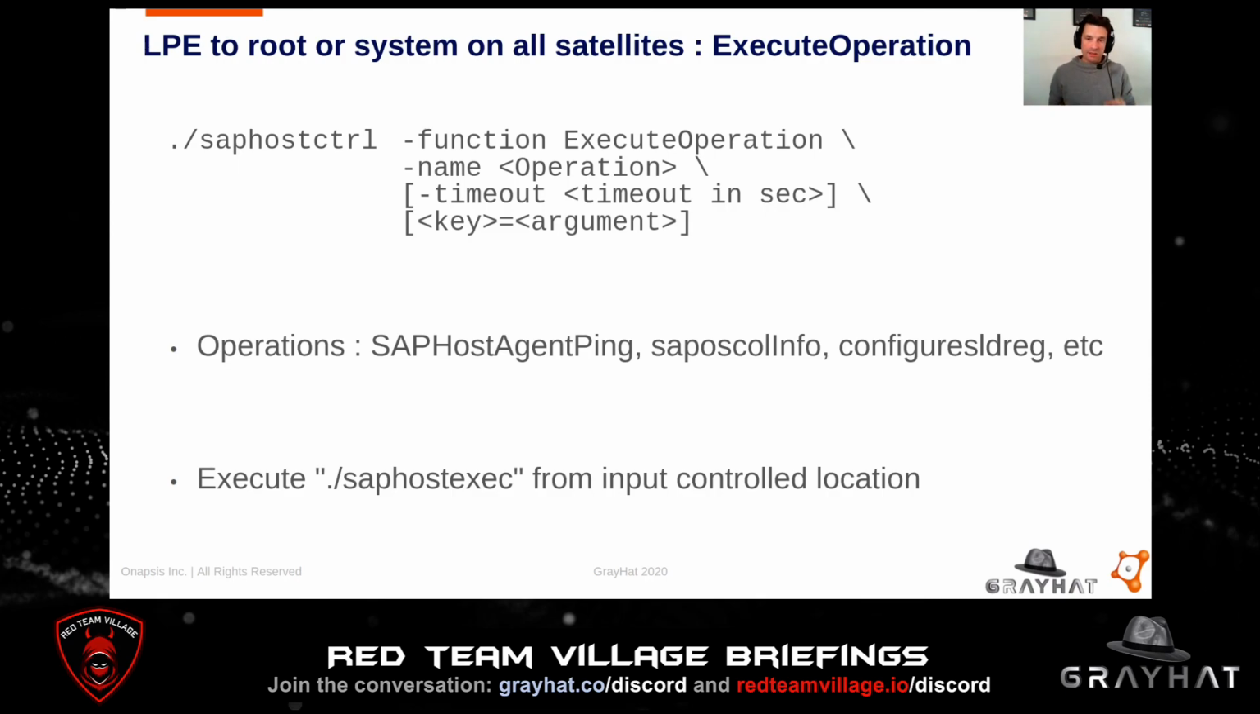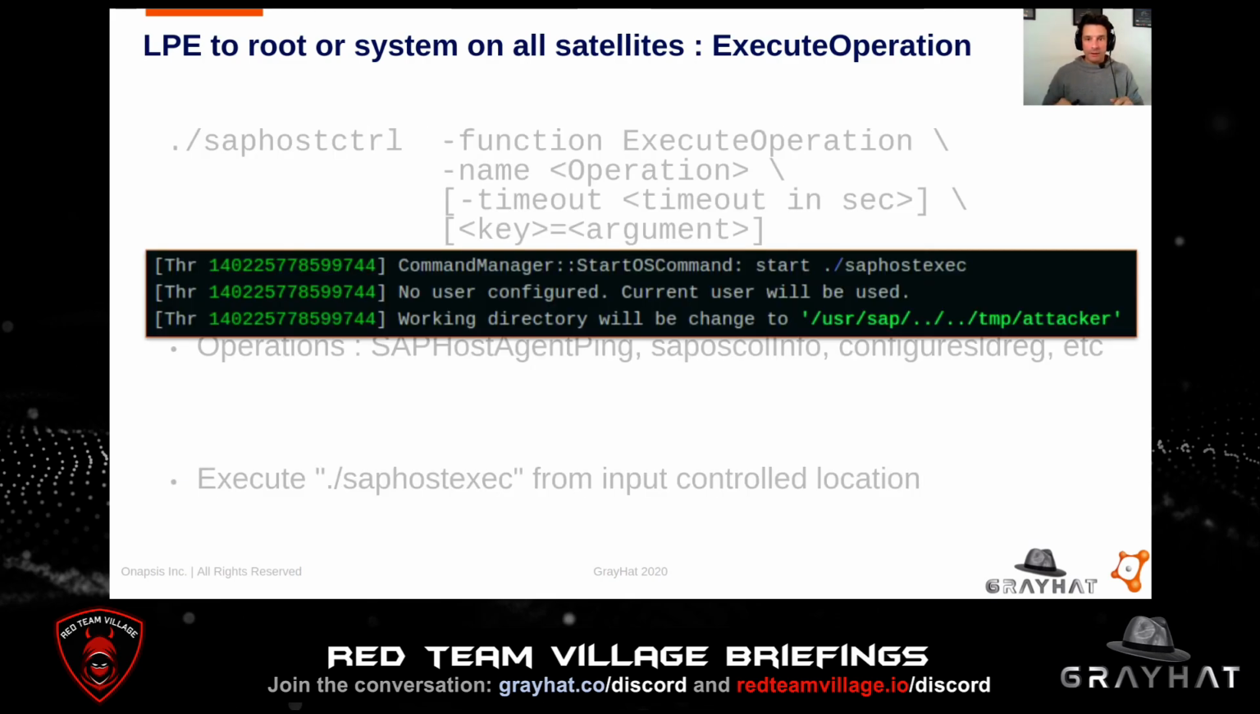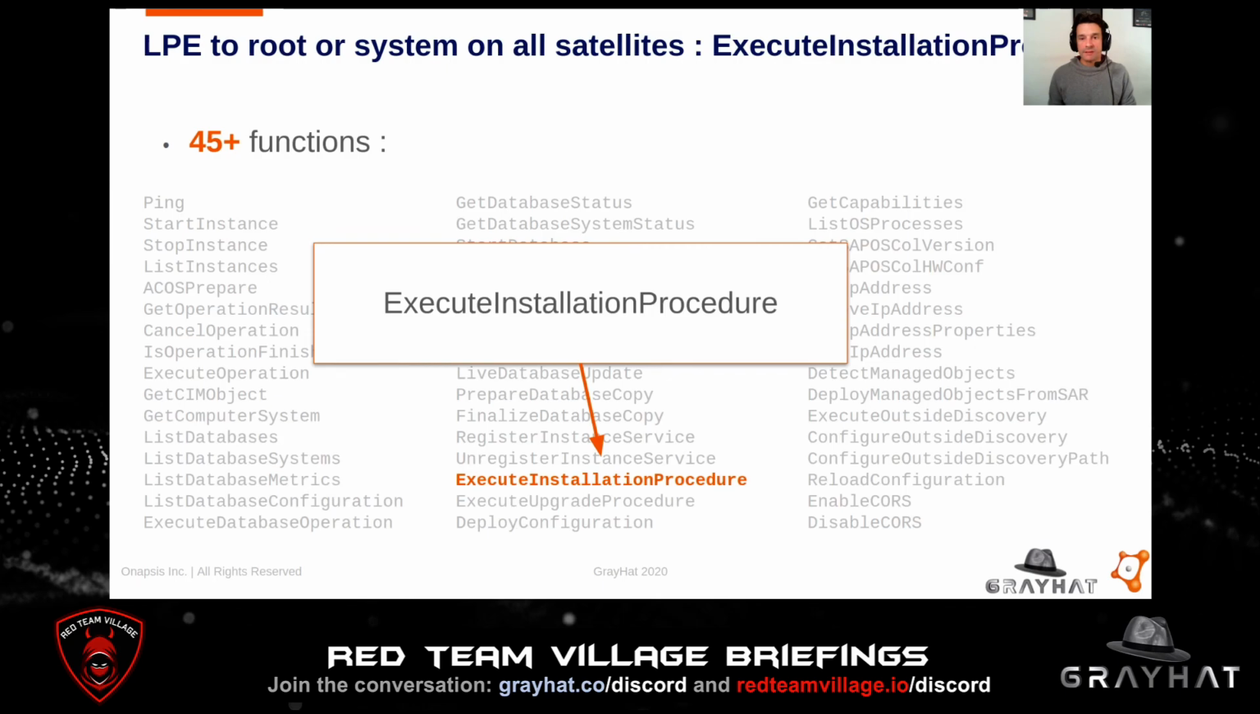The hardcoded ./saposcol exit is executed, but you can execute it in your own directory, in the directory owned by DAADM. So it means what? It means you can force the agent to execute your malicious binary, and you can execute every command as root. So all right.